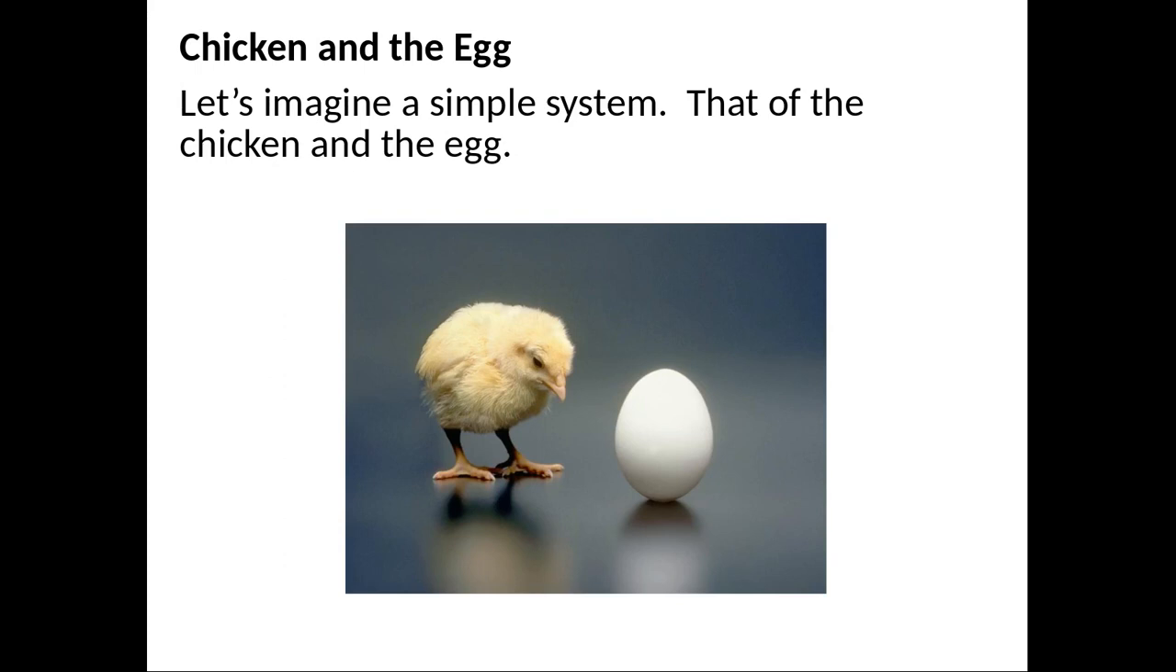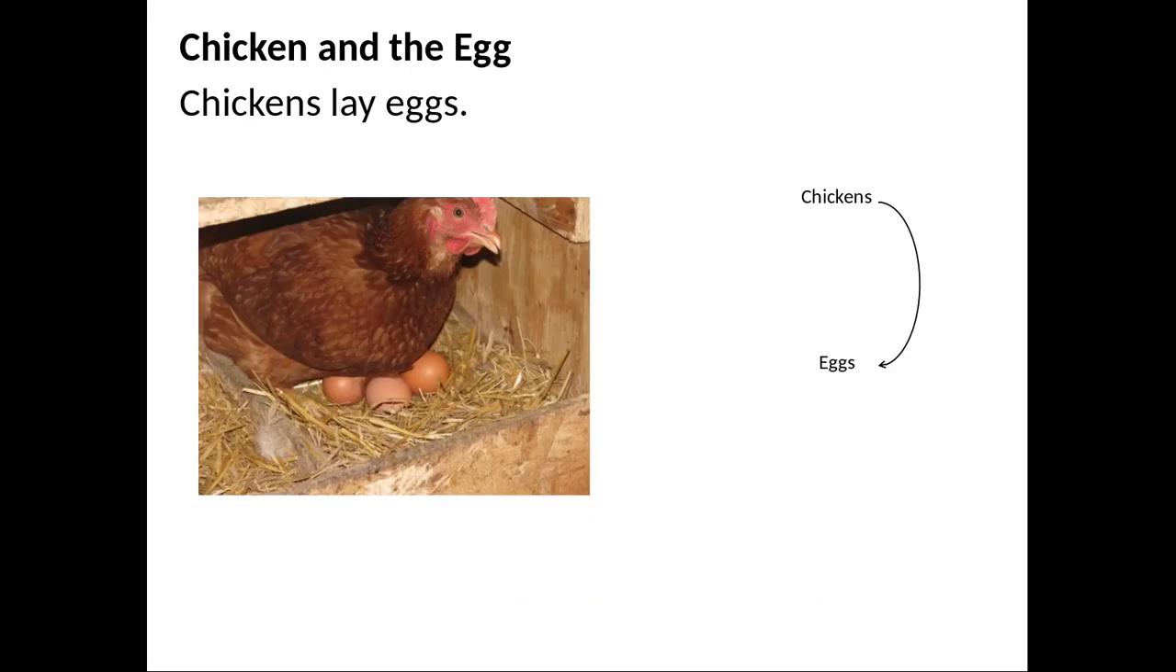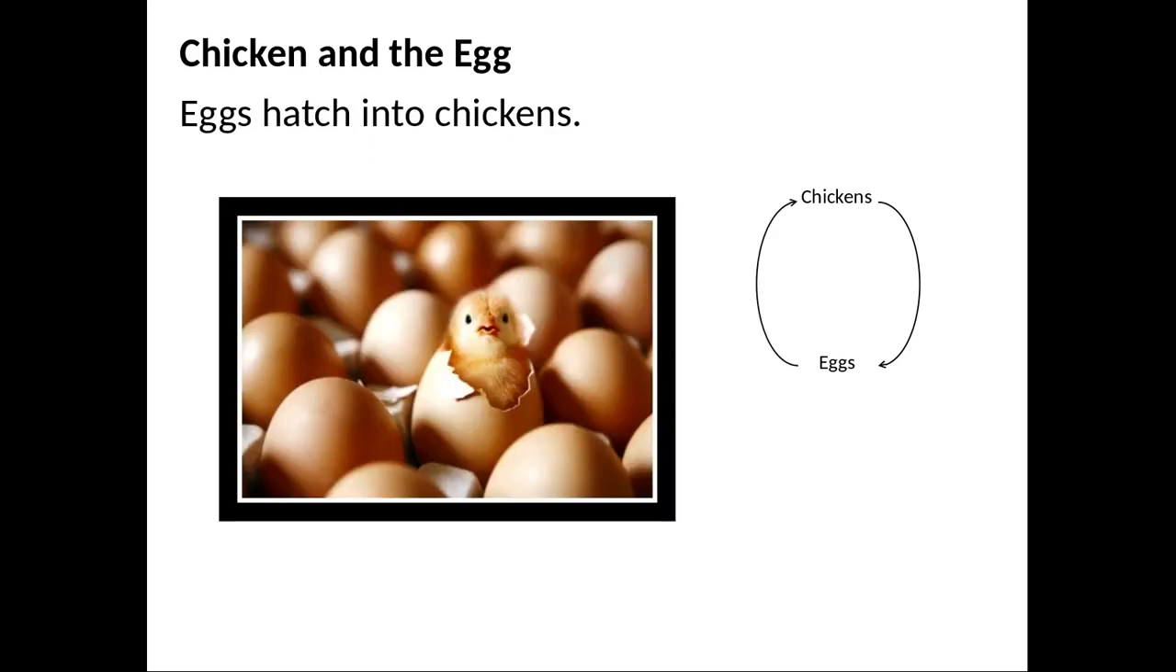So let's imagine, as an example, a really simple system that we'll all be familiar with. And that system is the chicken and the egg. In the chicken and egg system, chickens lay eggs. We also know that eggs hatch into chickens. The more chickens there are means more eggs are laid. And as more eggs are laid, we know that more chickens will hatch. I hope everyone's following along with this so far. I know this is quite complicated.